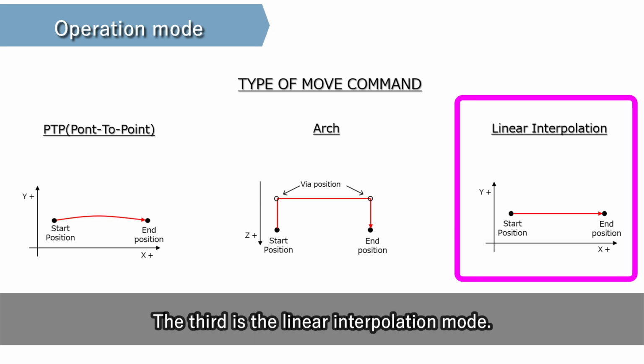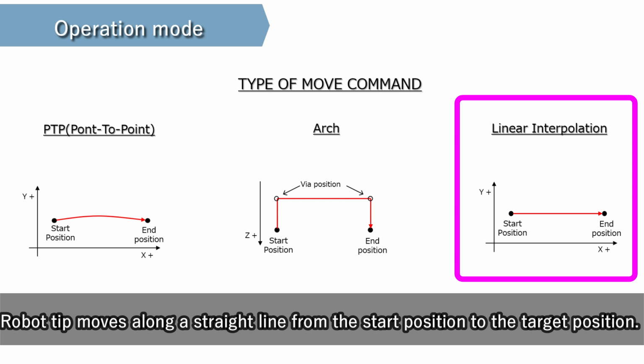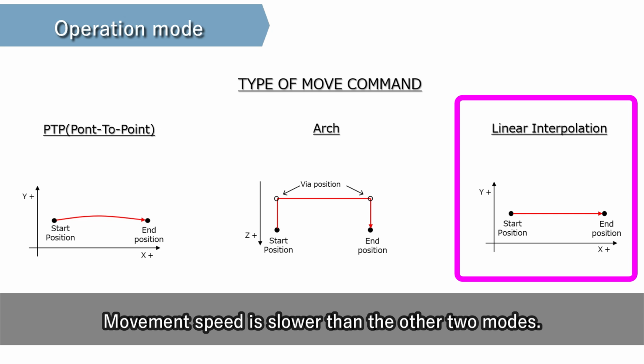The third is the linear interpolation mode. Robot tip moves along a straight line from the start position to the target position. Movement speed is slower than the other two modes.